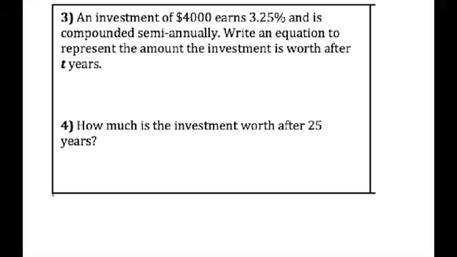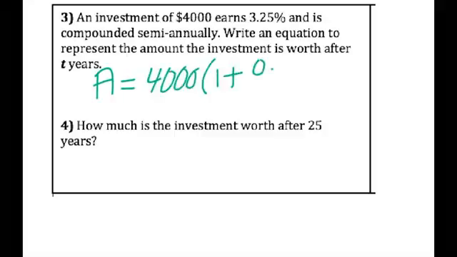Okay, the next one says an investment of $4,000 earns 3.25% and is compounded semi-annually. Write an equation to represent the amount the investment is worth after T years. So again, we're using our compound interest formula. So we have A equals 4,000, parenthesis 1 plus 0.0325, all divided by 2 because it's semi-annually, all to the power of 2t.